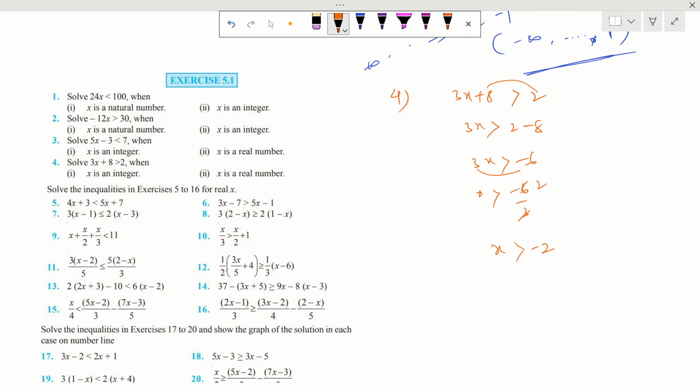We need to find the solution for the first case, x is an integer. Here we can write minus 1, and minus 1 is greater than minus 2. If we take minus 3, minus 3 is not greater than minus 2.